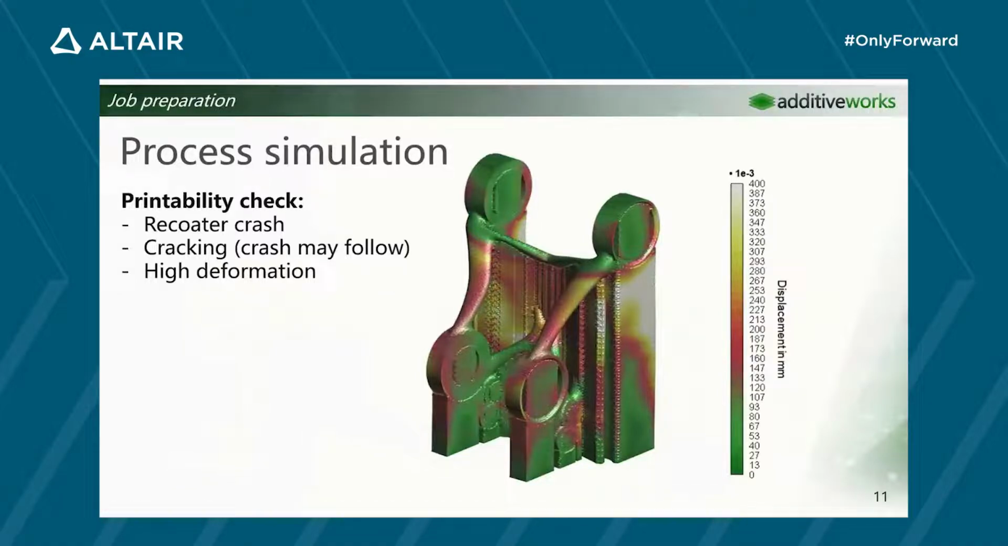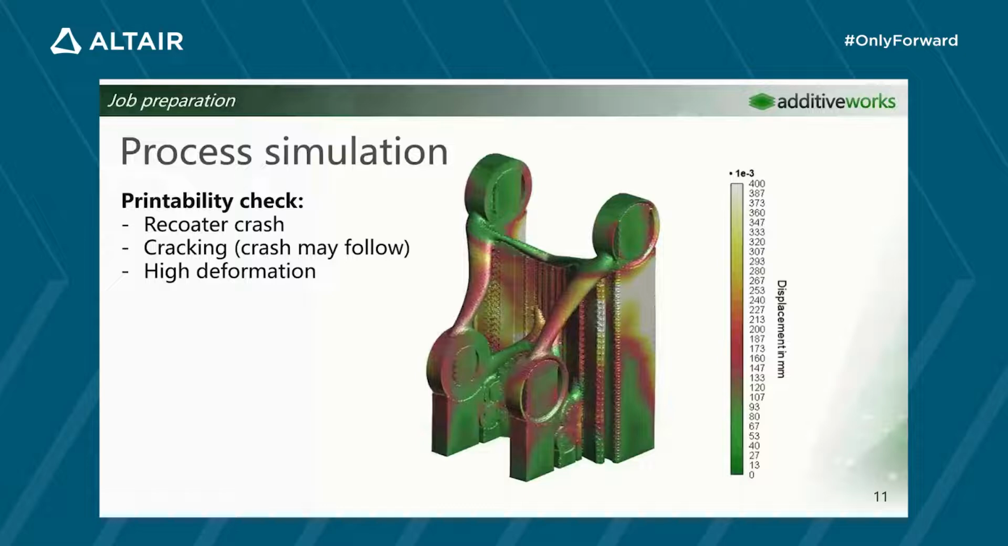The next step is the process simulation. What is a feature added by the beginning of this year? And here we have 3 possibilities for checking if a print will be succeeding. The first is the recoater crash. So if the recoater is somewhere hitting the part, the process usually aborts then.